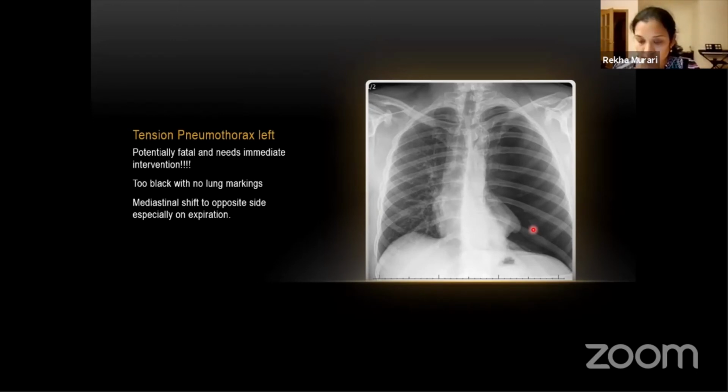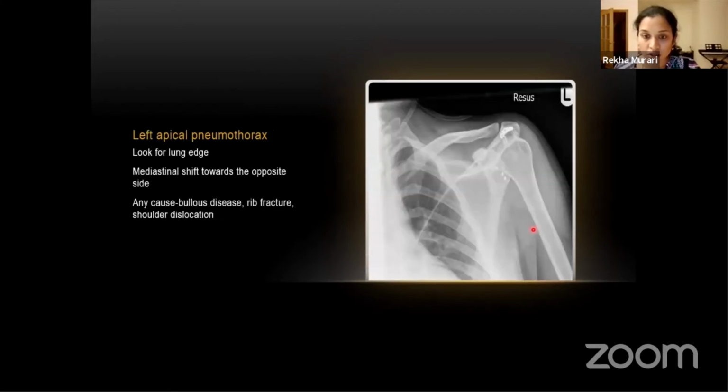So somebody wants to look at the previous one with the subtle pneumothorax. So this is it.